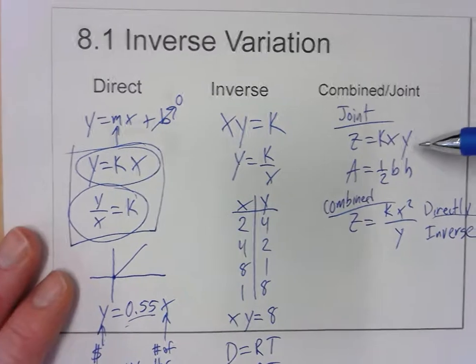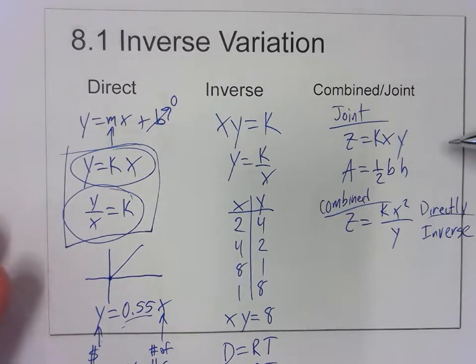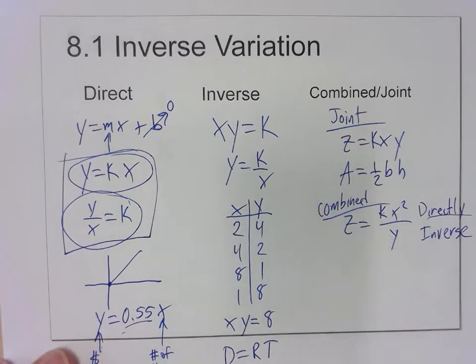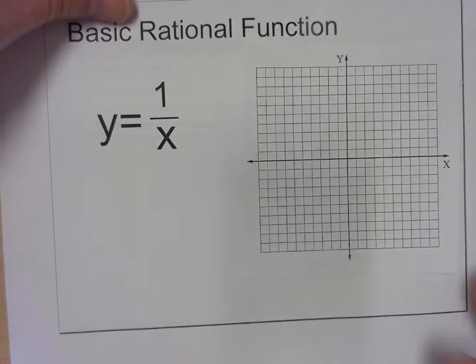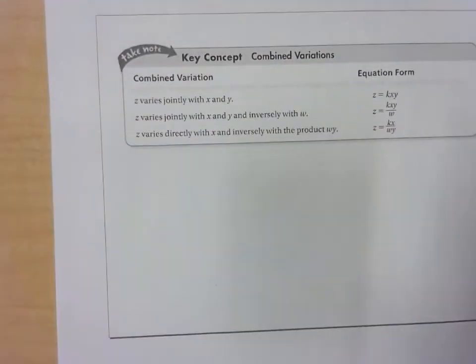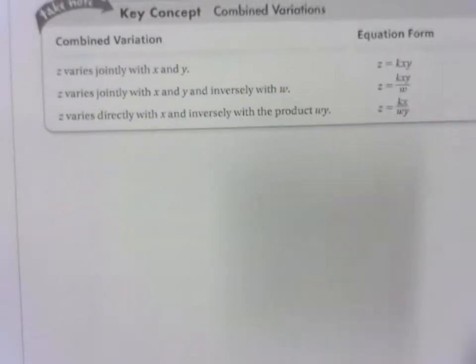Okay, and then joint would just be like multiplying multiple things together to get a third thing. You have as many variables as you want to. At a certain point, it doesn't really make sense anymore. So in the book, this would be like the sayings that would go with this.